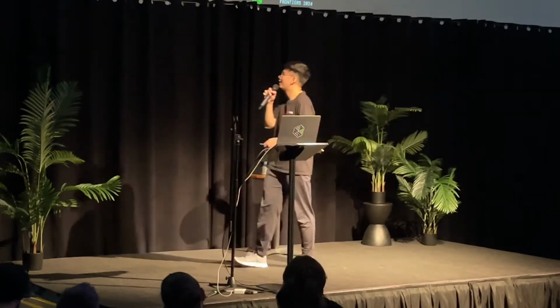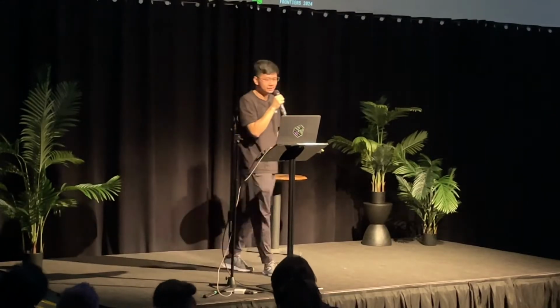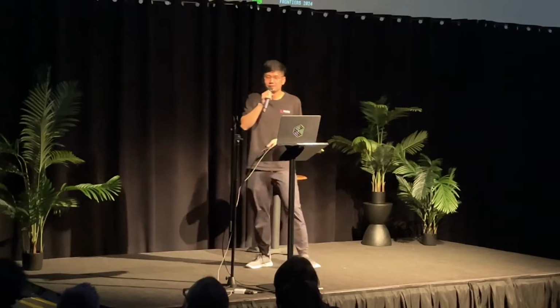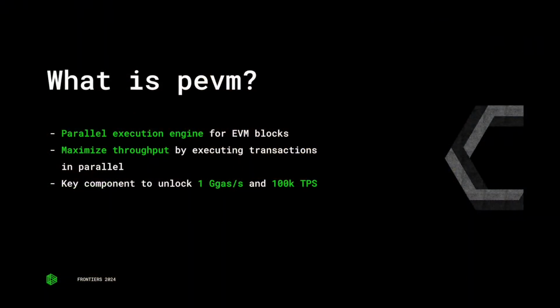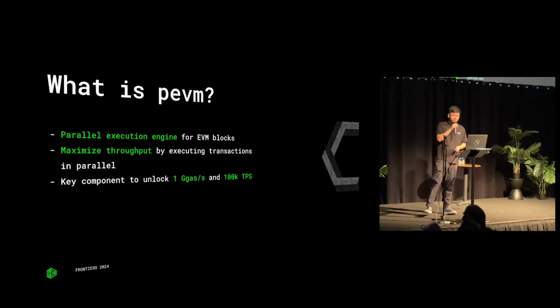And today I would like to talk about parallel EVM and its contributions to the quest. So essentially, parallel EVM is an execution engine for EVM blocks that maximizes throughput by executing transactions in parallel. It is not the most powerful component in our stack, but it's still a key component regardless to unlock 1 gigagas per second and 100,000 transactions per second.